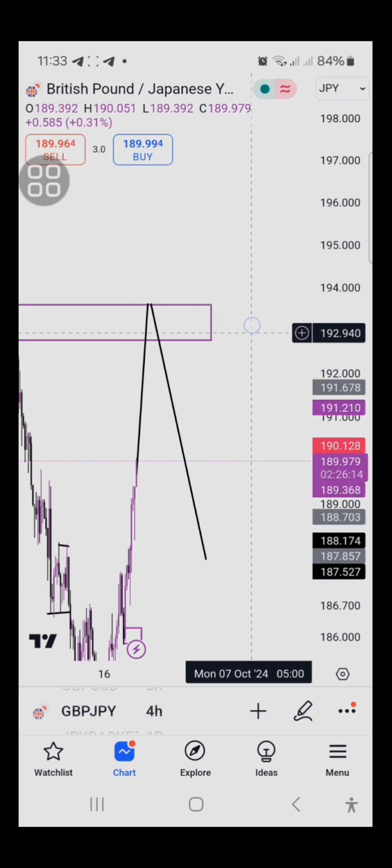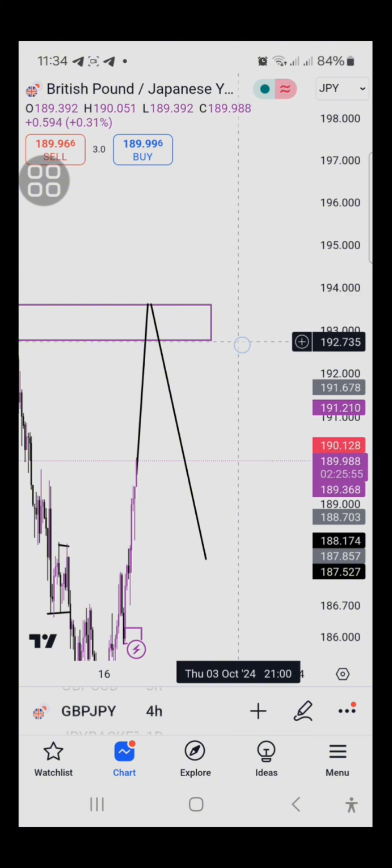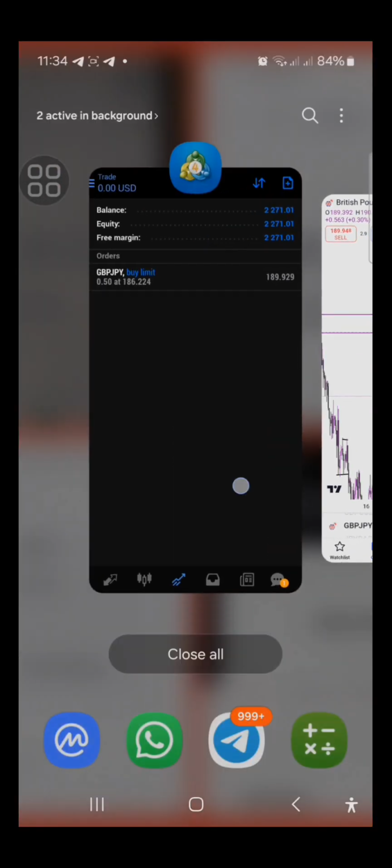But if for whatever reason it comes up to this point, or anywhere here, depending on where I'm going to be putting my stop loss, I no longer want to be in this trade, because it's signifying that the market is going against me and I want to cut my losses quickly. So that's exactly what we're going to be doing. So my entry is 192.786. So let me go back again.